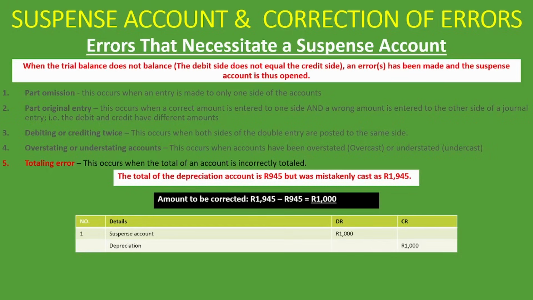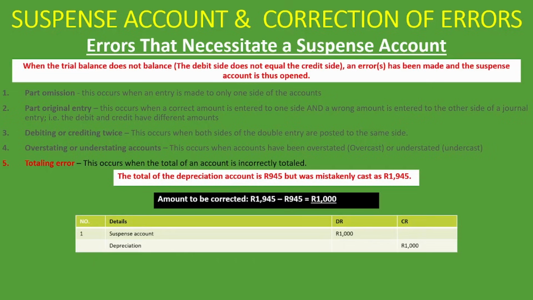So these are the errors that necessitate a suspense account, meaning you have to open a suspense account. Either the suspense account is going to be a debit or a credit, depending on what the situation is, as you've seen from the examples we've been going through. And you should know which errors do not require you to open a suspense account. I hope this has been clear. We've gone through all the theory in relation to the suspense account and the correction of errors.